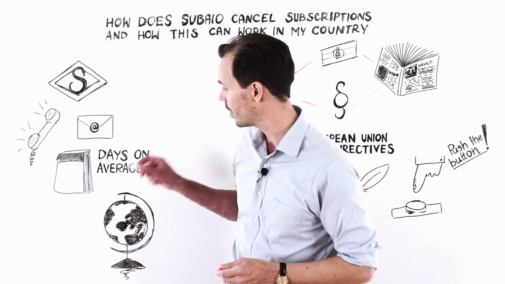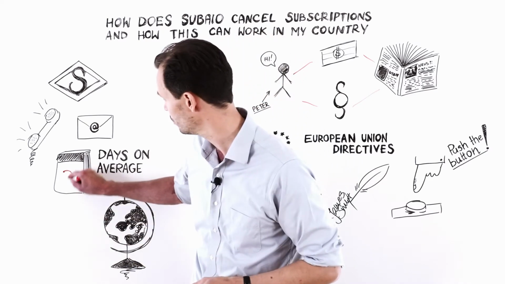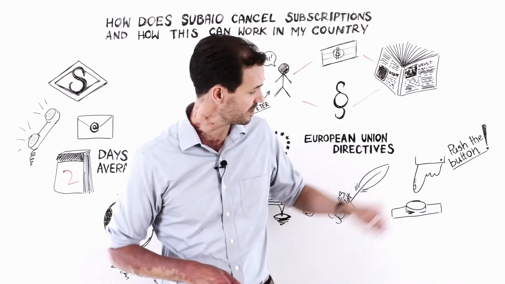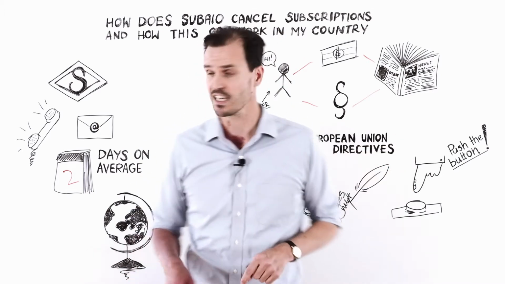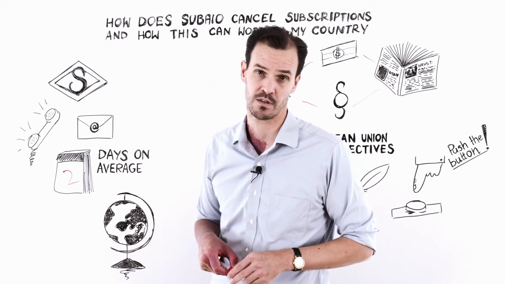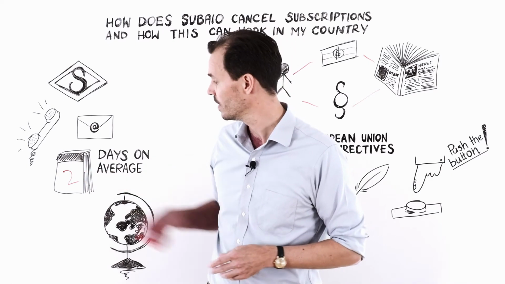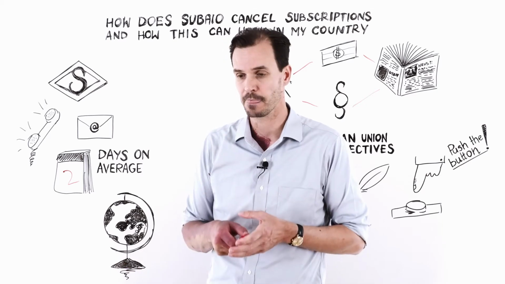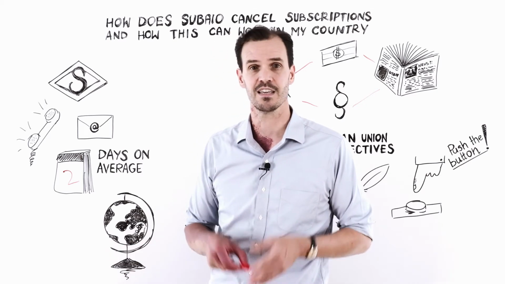And on average, it takes us 2 days to get out of a subscription. And that means that when Peter is pressing the button over here, it takes 2 days before he's out of the subscription as well. And this number can be much lower for some of these subscriptions. It can be minutes, while for others it can take several days.